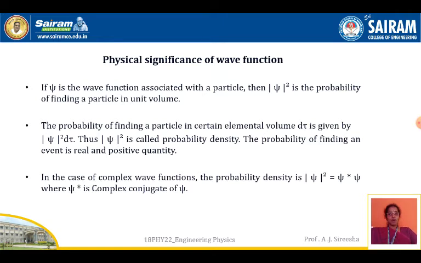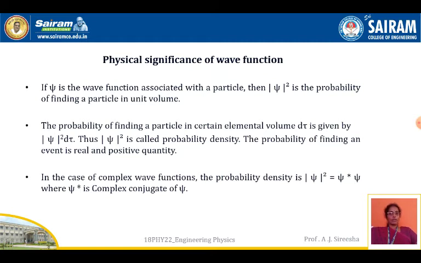Next, the probability of finding a particle in a certain elementary volume d tau is given by mod psi whole square d tau. Thus mod psi square is a probability density. What is a probability density? Density is mass per unit volume. Similarly here, when the wave function is associated with a particle lying in a volume element d tau, then mod psi whole square is called the probability density, because we are looking at an elementary volume.